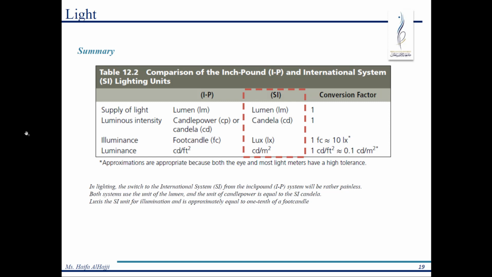So this is a summary of all the terms and units we covered in this part. We first discussed the luminous flux, which describes the amount of supply of light. We can measure it according to the metric system using lumens. Then we have luminous intensity, which is, as we said, the amount of light in a certain direction, and we measure it using candelas or candle power. Then we have the illuminance, which is lux, how much light is falling on a surface. Then we have the luminance, how much light is being reflected off a surface, so it's candelas per square meter.